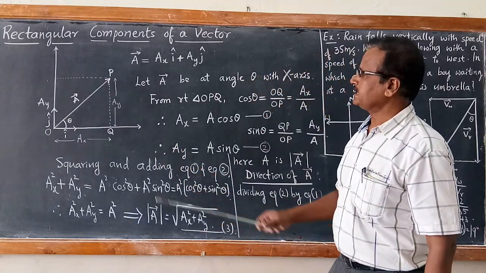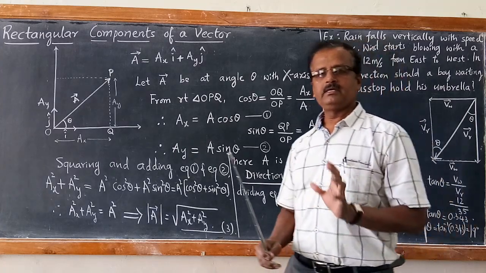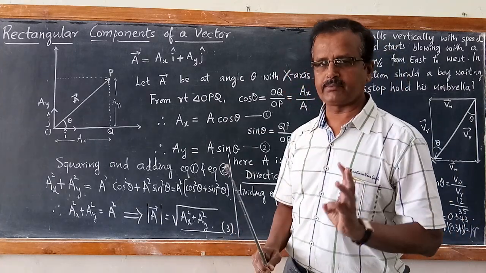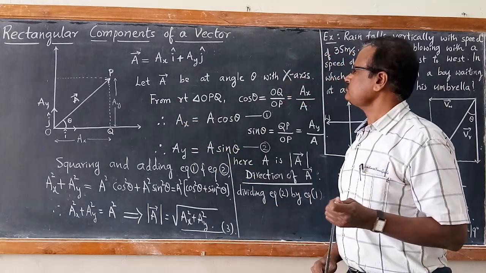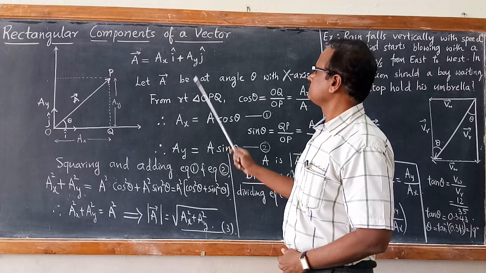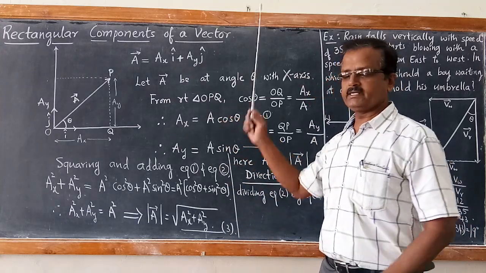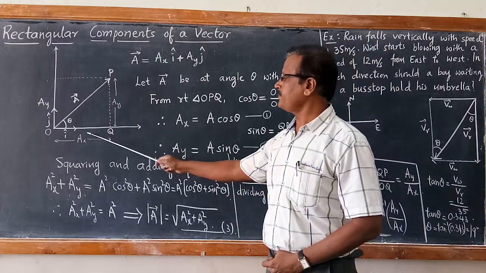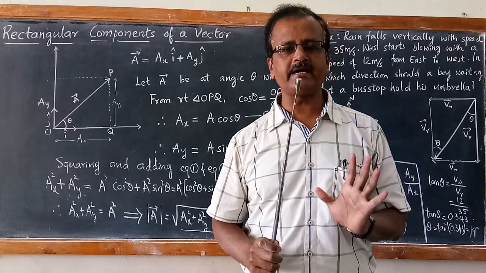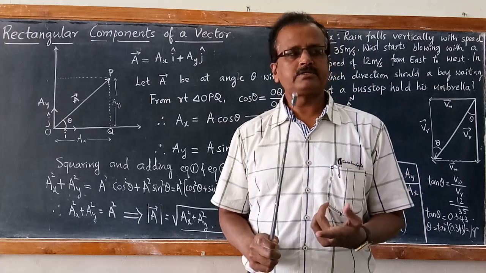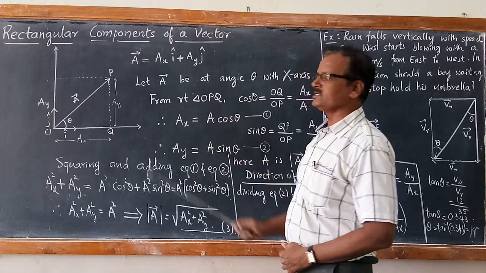Let A be any general vector, then in terms of x component and y component, that vector can be written as vector A is equal to AX i cap plus AY j cap, where i cap and j cap are the unit vectors along the x axis and y axis respectively, as we have studied yesterday. So vector A is equal to AX i plus AY j.